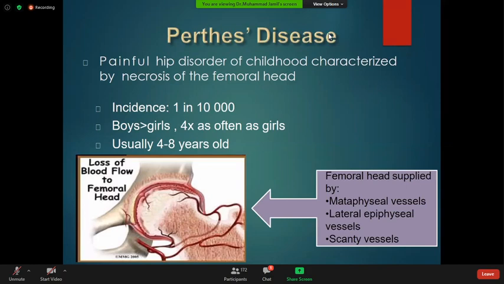It's more common in boys in comparison to girls.